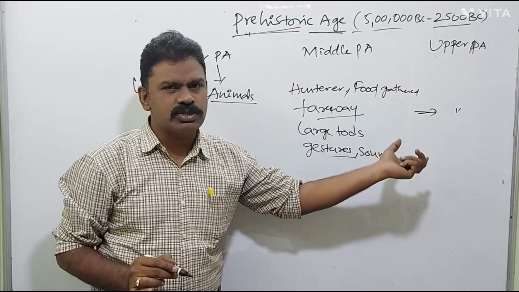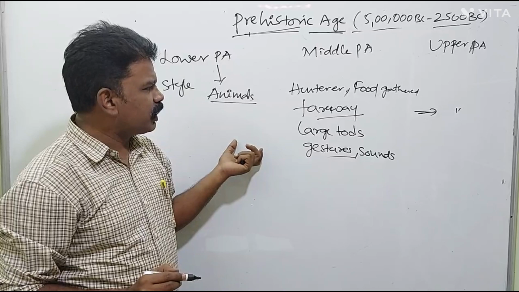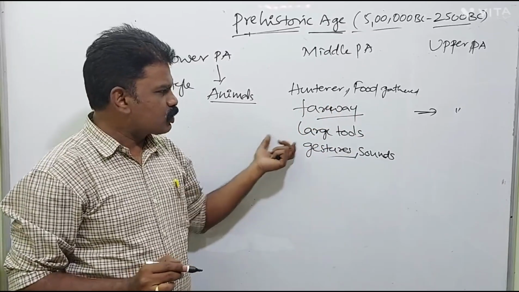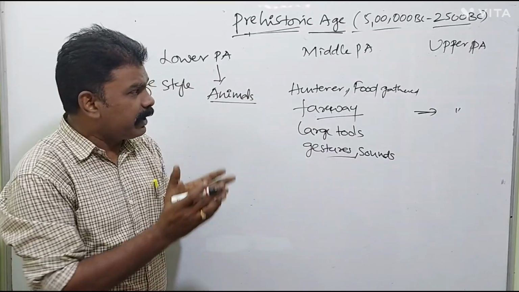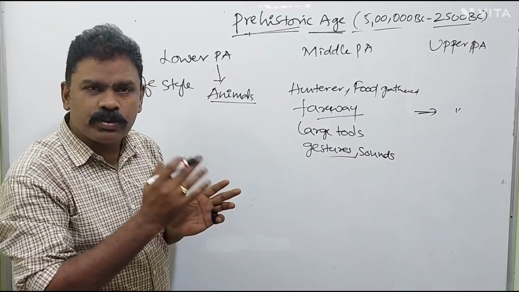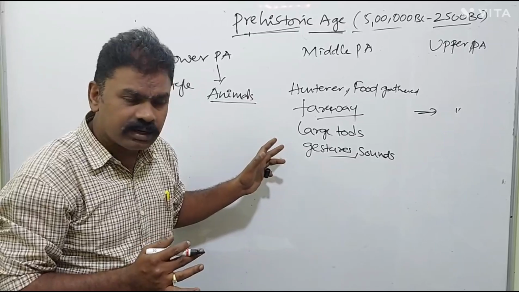Hunter food gathering society continued. Gestures were used for faraway places and also with large tools in the upper Paleolithic period. But in the upper Paleolithic period, the most important change occurred here.